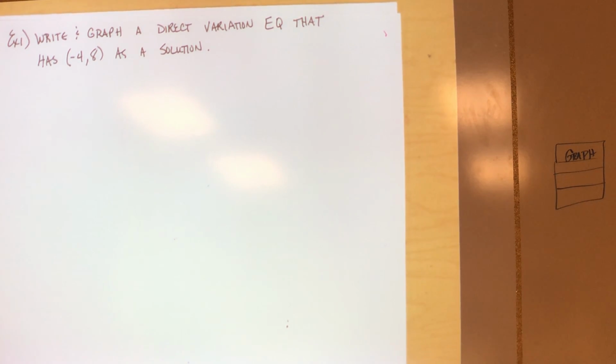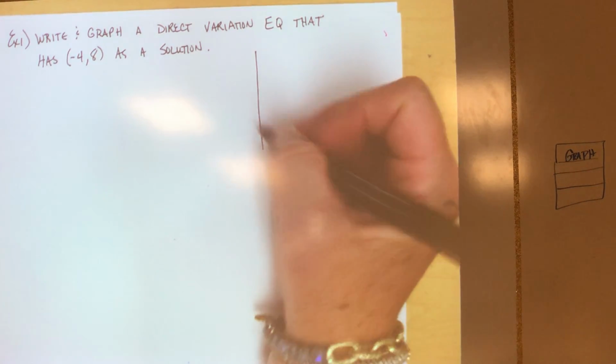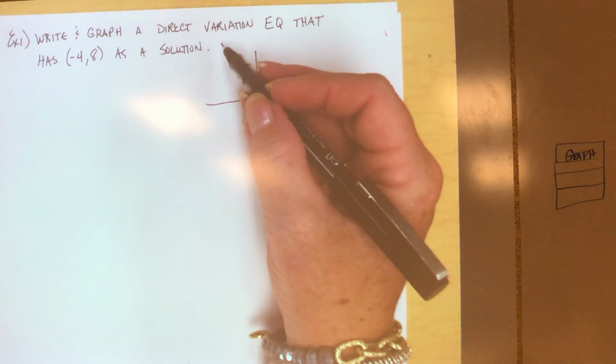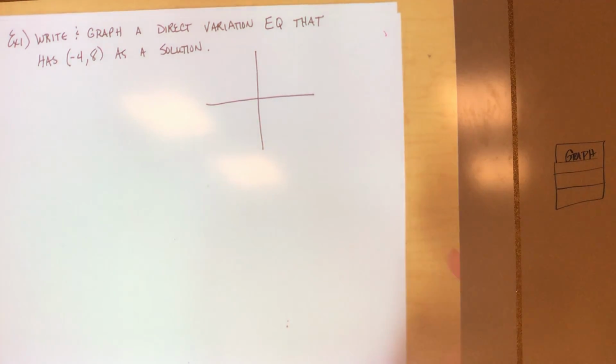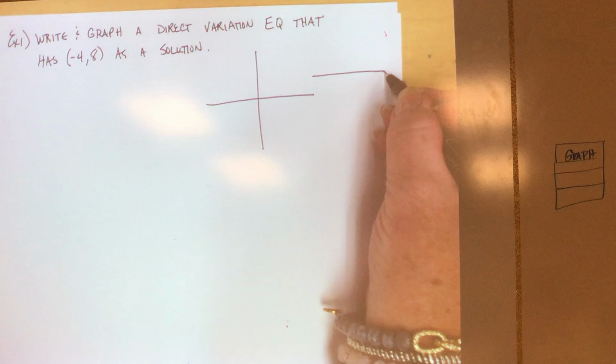Some of us are struggling with this concept. How many answers does that question have? It's 2. It says write an equation and graph an equation. Could I graph this without writing an equation? Yes, you could. I could plot that point -4, 8, and then draw a line through the origin. So some kids get messed up on that. This thing has 2 answers.